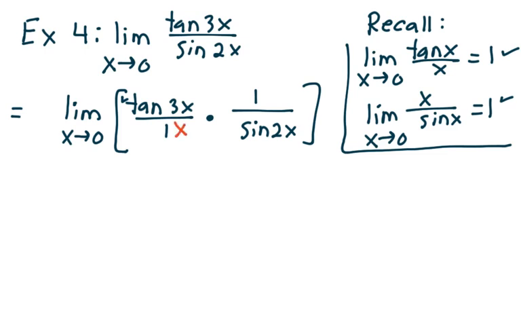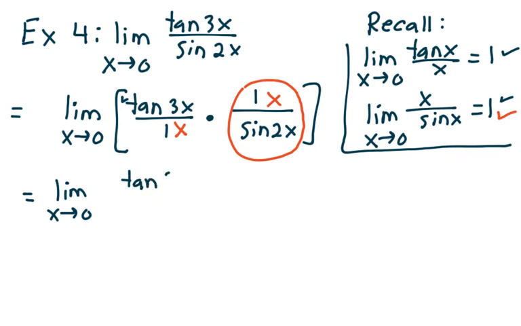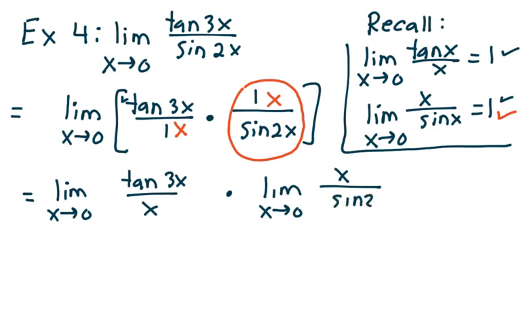But if you notice over here, the numerator is missing an x because I want to take advantage of the second result. And so I'm going to put an x in the numerator. And that's legal because what I did was basically multiply by 1. And then I'm going to split off that limit. So I'm going to take the limit as x goes to 0 of tangent of 3x over x times the limit as x goes to 0 of x over sine 2x.